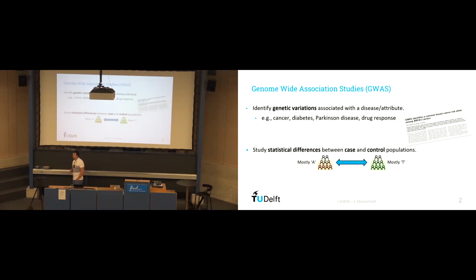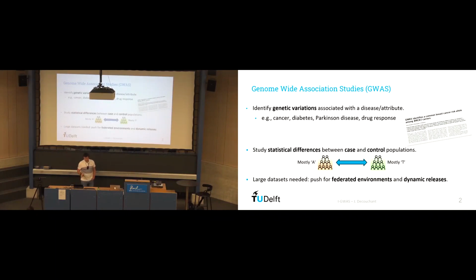The way they work is that they study statistical differences between two populations of genomes. So a case population, where genomes actually have the disease, and a control population that does not have it. And they identify the genetic positions that mostly differ between the two populations. So here we have a case population where in some positions in the genome they mostly have an A, and in the control population it is mostly a T, so maybe that genetic position is actually important for that disease.